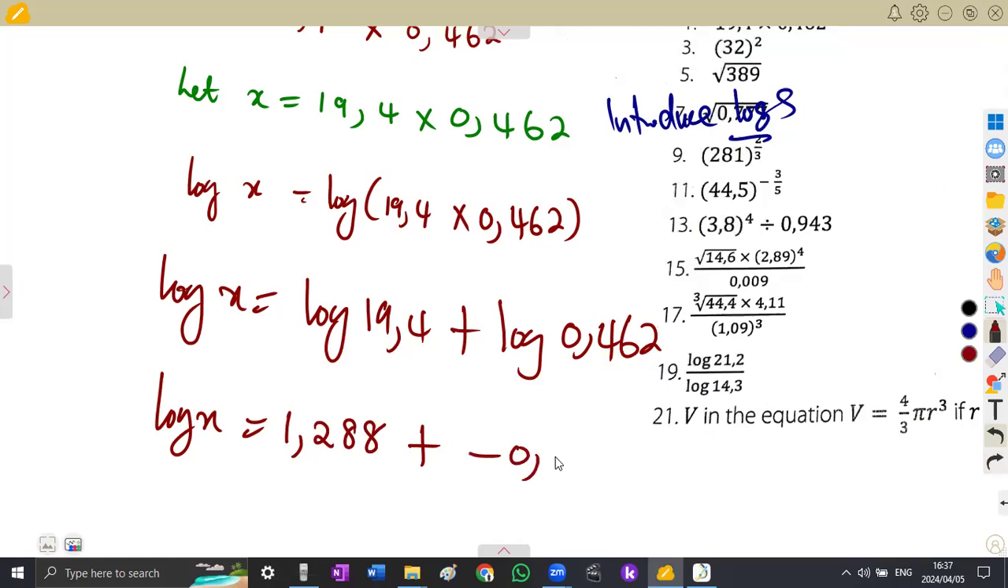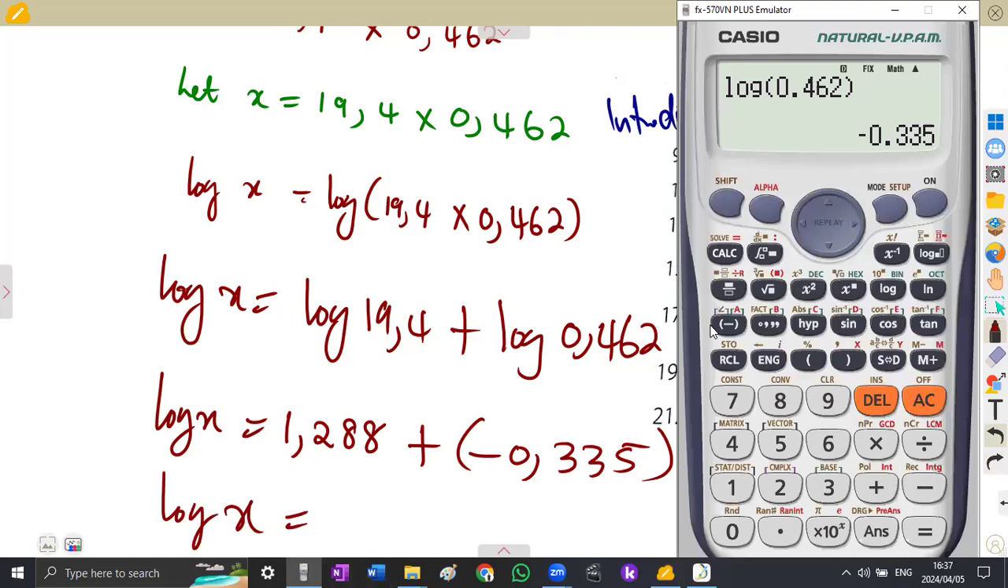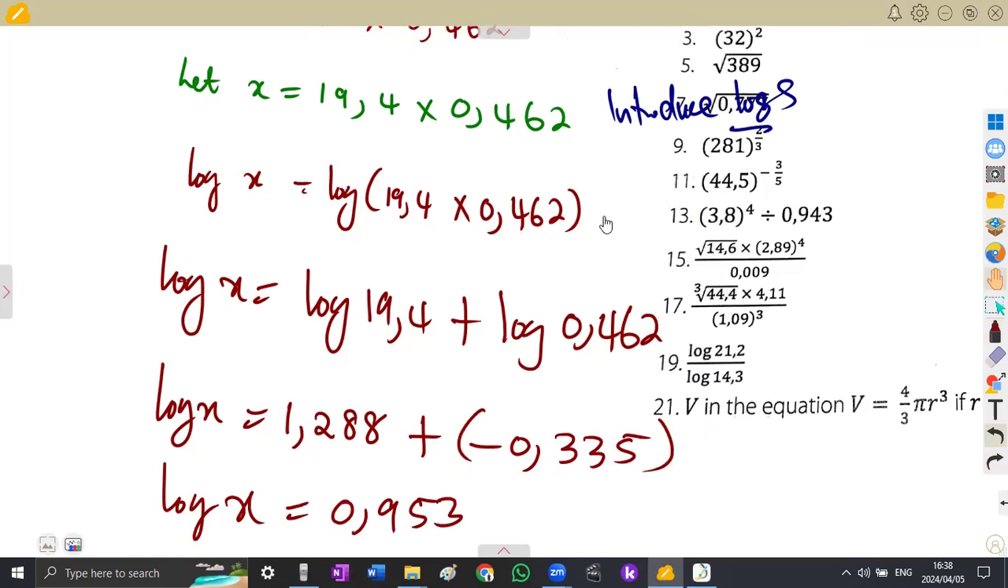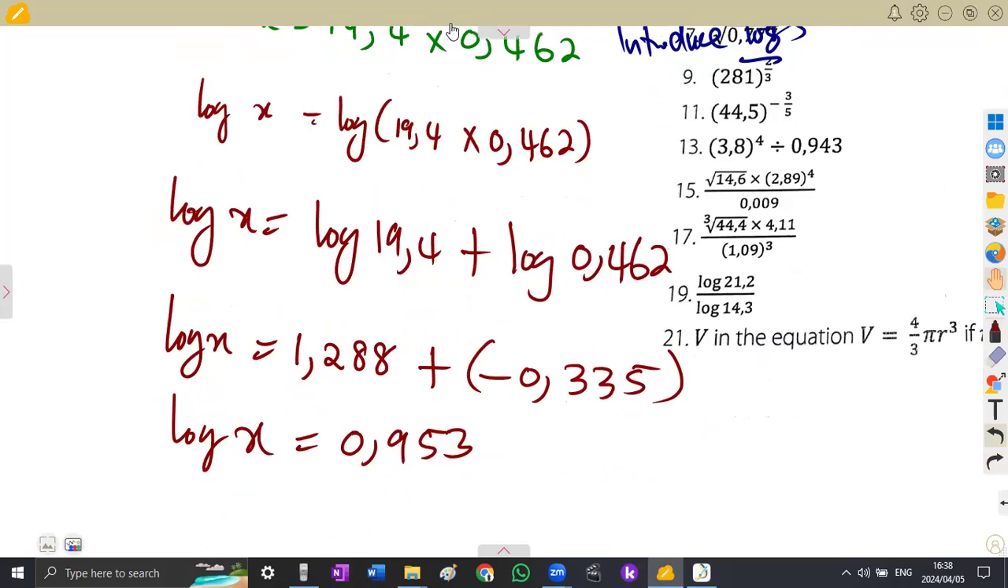So that's negative 0,335. So you are going to combine this. That's the logarithm of x is equal to, you combine 1,288 plus a minus 0,335. So this is what you're going to have. And as a decimal, that's 0,953. All right, so that's 0,953. So this is the idea now that you're going to do.